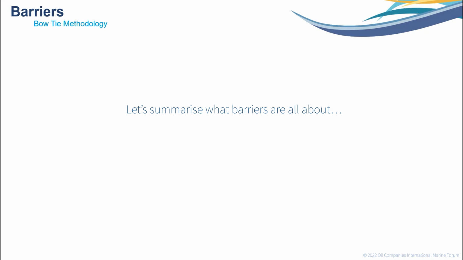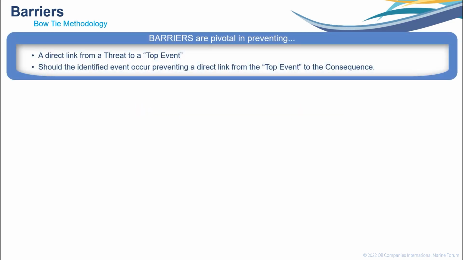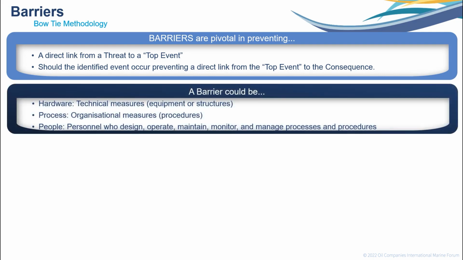Let's summarize what barriers are all about. They are pivotal in preventing a direct link from a threat to a top event, and a direct link from the top event to the consequence if the top event was to occur. They could be hardware in the form of technical measures, for example, equipment or structures. Process in the form of organizational measures, for example, procedures. People in the form of personnel who design, operate, maintain, monitor, and manage processes and procedures.